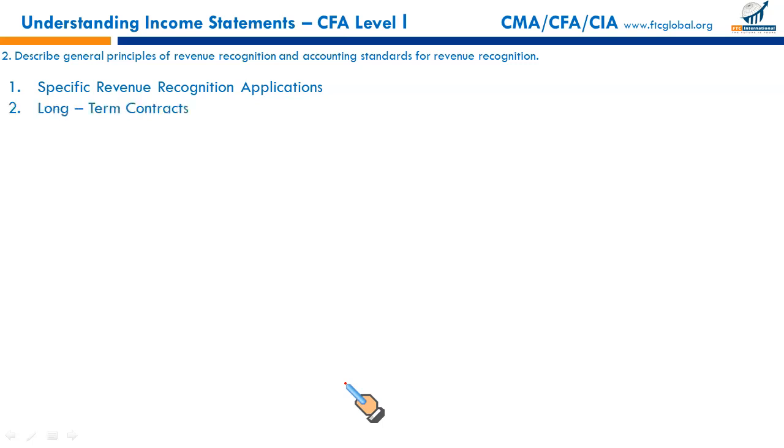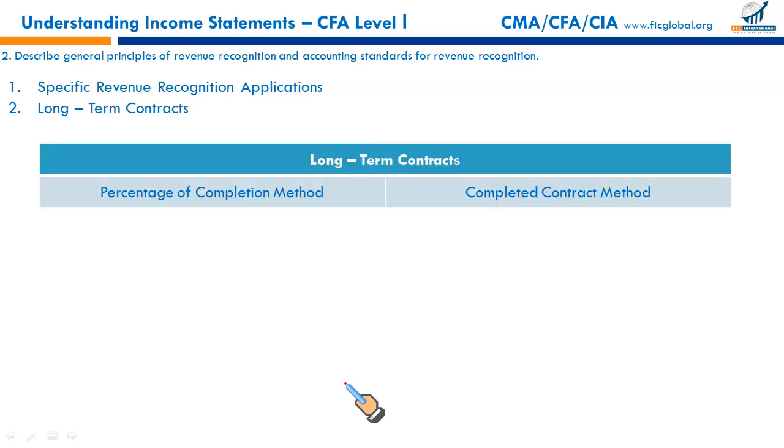Long-term construction contract. Long-term contracts mean certain projects which will take an extended period of time to complete. So how do we recognize revenue in such a situation where a project will take maybe 5 or 6 years? So what should we do? Under this, we have 2 methods under the US GAAP. One is the percentage of completion method, and the other is the completed contract method. Remember, we are first discussing under the US GAAP.